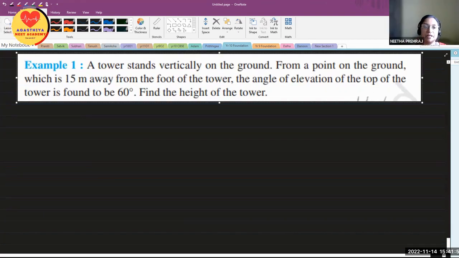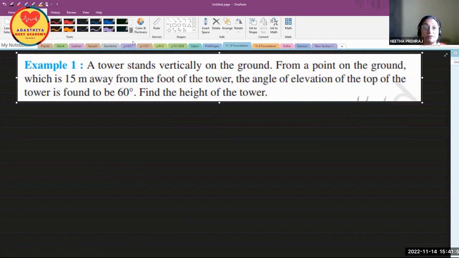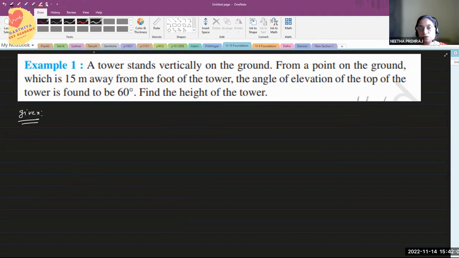Now, what is given in the sum? If the figure is given, it's very easy. If the figure is not given, you have to draw the figure properly. The solution is very, very easy. There is not much calculation, but the figure is very important. Based on the figure only, we do calculations.